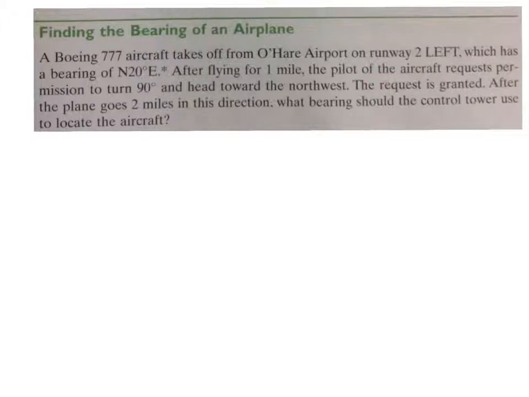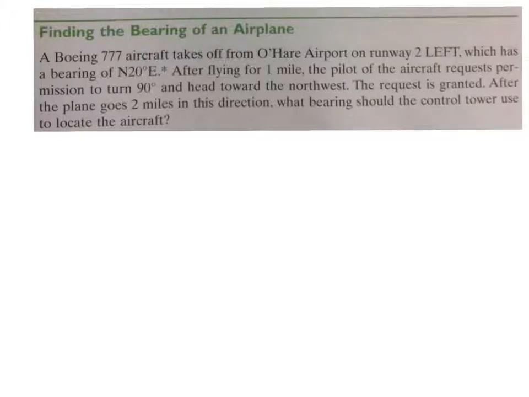After the plane goes 2 miles in this direction, what bearing should the control tower use to locate the aircraft? So what direction does the tower have to look in, right, to actually see the aircraft after it's gone 2 miles in its new direction? So the aircraft's traveled a total of 3 miles at that point. And so the key here is draw your cardinal directions, draw the airport at the center, right, and then sort of plot the path of the airplane, and you should have it create some triangles, which then you can hopefully measure the angle that the tower has to look to see the aircraft.